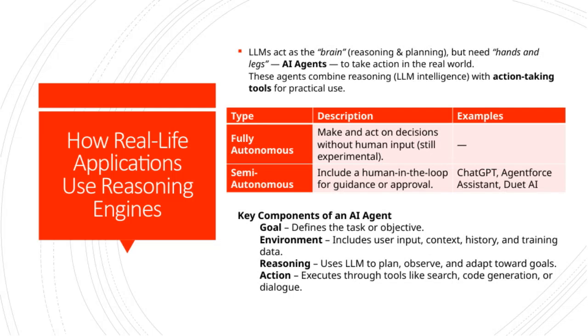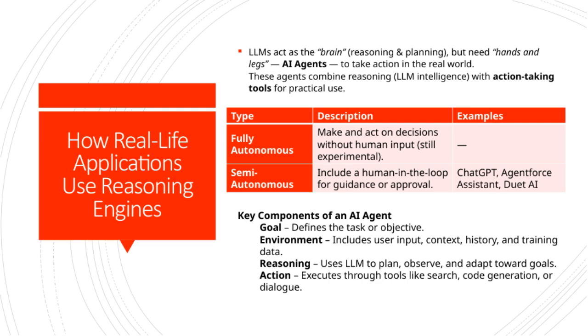Let's take a closer look at the key components of an AI agent. First, we have the goal, which clearly defines the task or objective that the agent is working towards. Next, there's the environment, which includes all the context, such as user input, the history of interactions, and training data, that the agent needs to understand and operate within.